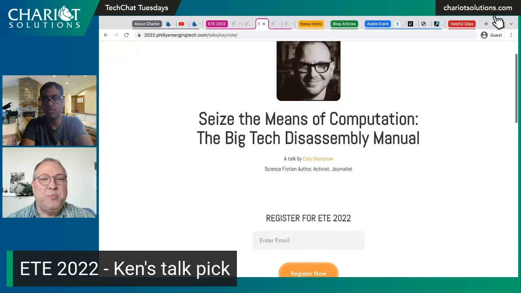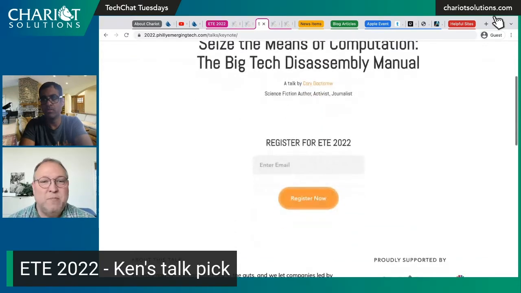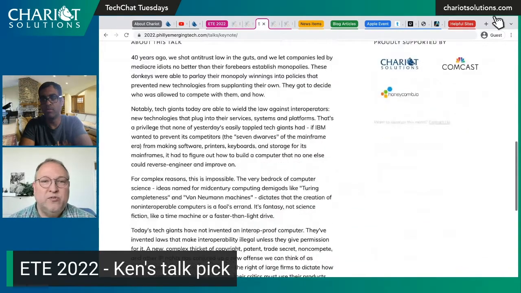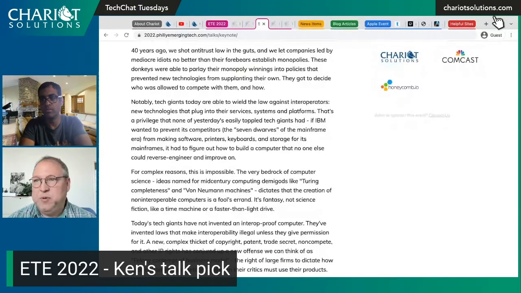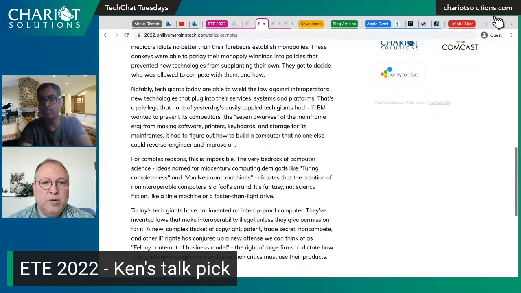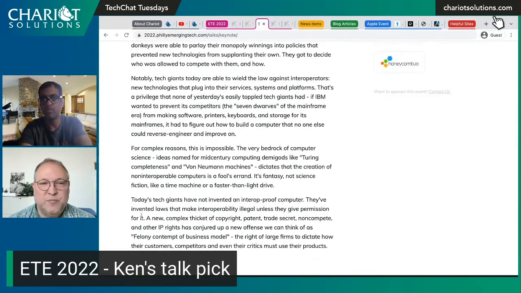So, we bring people in with different opinions all the time. This one is talking about how we can try to find a way to have more inclusiveness in terms of some of the things that people are able to do. So, for example, the concerns about copyright, patent, trade secret, and non-compete and other IP rights that are causing us to be kind of forced down a path of using software in a certain way. So that's his talk.